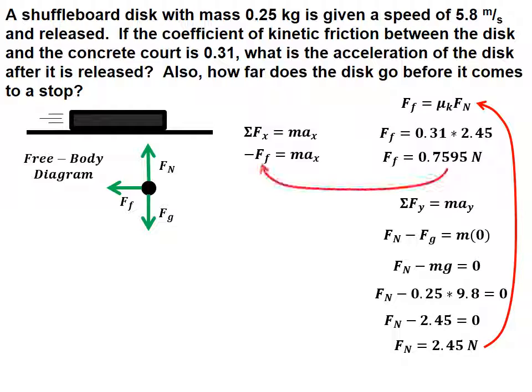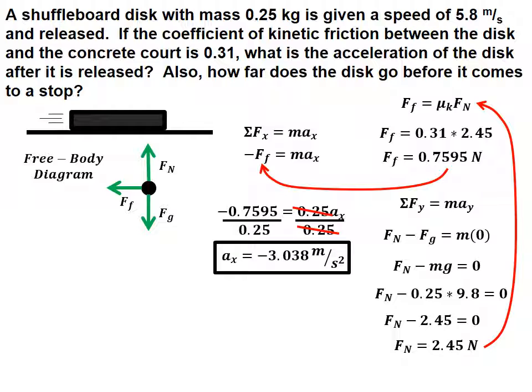And then we can plug that back into this equation along with our mass in order to find our acceleration. So if we divide both sides by 0.25, we find that our acceleration is equal to negative 3.038 meters per second squared. So using Newton's second law, we were able to figure out the acceleration. Now this was a little tedious. It had a lot of moving parts because we had to figure out that we don't know the force of friction, then use the force of friction equation, and then we had to find the normal force using Newton's second law in the y direction. So after we found that, then we could go back and plug into each of our equations.